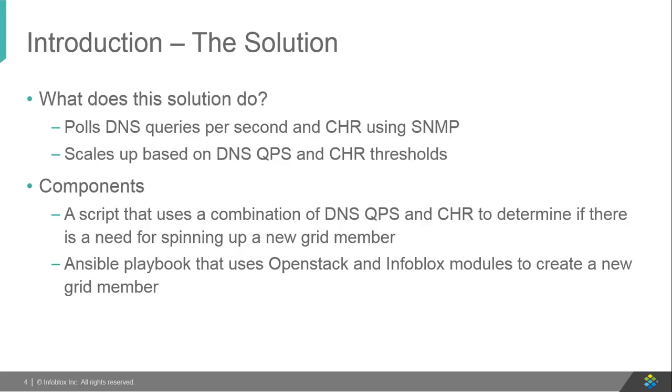vNIOS autoscaling through Ansible solution is a combination of shell script and Ansible playbook. Shell script uses a combination of DNS QPS and CHR values to determine if there's a need for spinning up a new grid member. After the shell script has been invoked, it constantly polls and monitors the DNS member, and in an event when high DNS QPS and low cache hit ratio is detected, it triggers the Ansible playbook. Ansible playbook, which deploys a new vNIOS member on OpenStack, uses OpenStack and Infoblox modules.